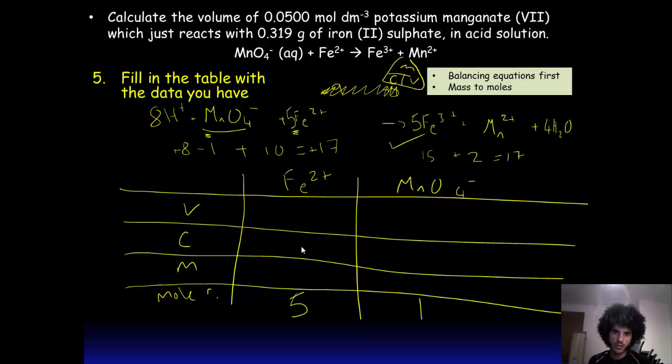So, left hand column, I have 0.319 grams of iron, but there's no mass. I have mole, not mass. So what do I do? That's right, well done. I have to convert my mass into a mole. Now I've got 0.319 grams of iron sulfate.